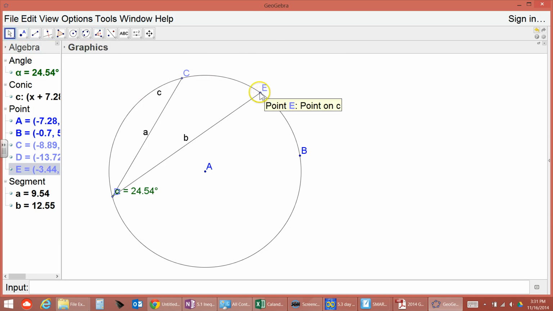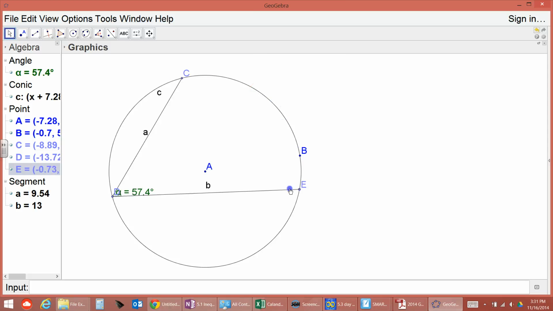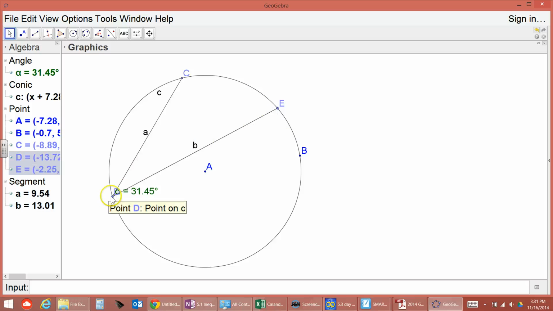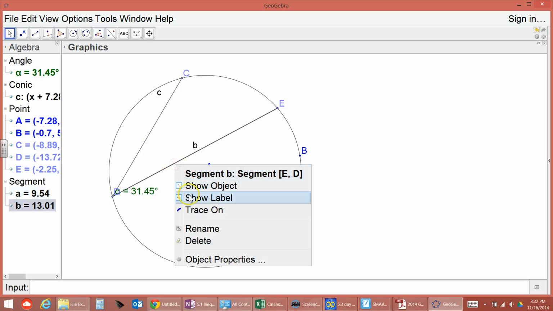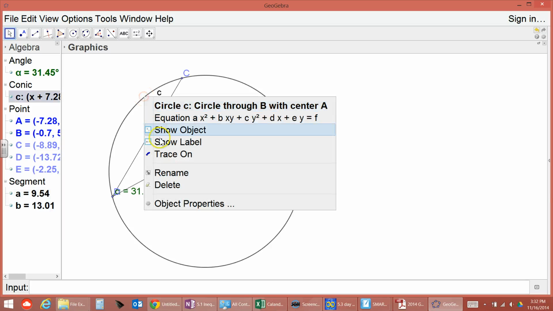Now I think it's obvious that if I take E and I move it around, the angle's going to get bigger. We can see that, right? Somewhere around here, it's a diameter, right? Because it's 90 degrees. If we keep moving around, the angle changes size. But what I want to know is, if I grab D right here and I move it around, what's going to change? Think about what you think will change.